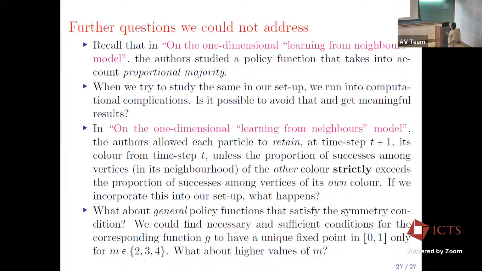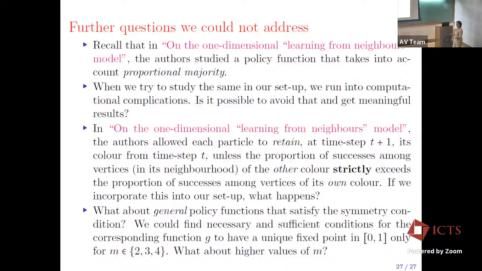So, questions that we haven't been able to address. We dealt with absolute majority, but if you recall, in the paper that inspired this work, they dealt with proportional majority. When we tried to incorporate that, it seemed to be a lot more complicated to do anything analytically about, but it would be nice to see if we can do something about it in our tree setup.